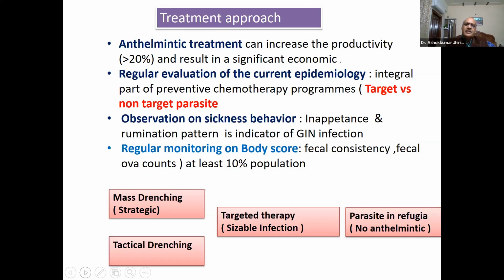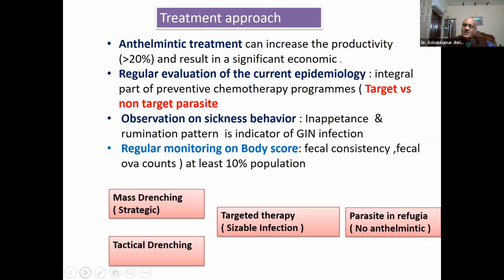In parasitic infection, you have to make continuous observation of the sickness behavior. For example, it has been correlated that inappetence and the rumination pattern are affected in gastrointestinal nematode infection. There is regular monitoring of body score, fecal consistency, and fecal ova counts, and it is advised in the organized farming sector. You have to go for a fecal examination for EPG, eggs per gram, in at least 10% of the population. Then you can go for a different strategy for the use of treatment.